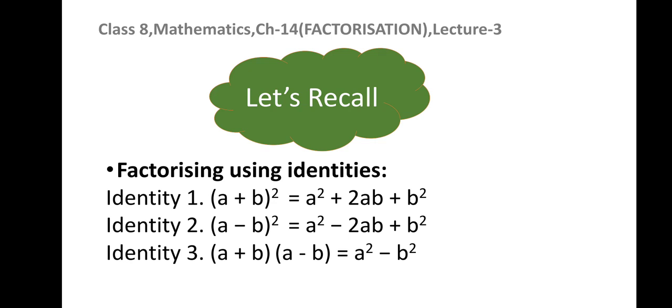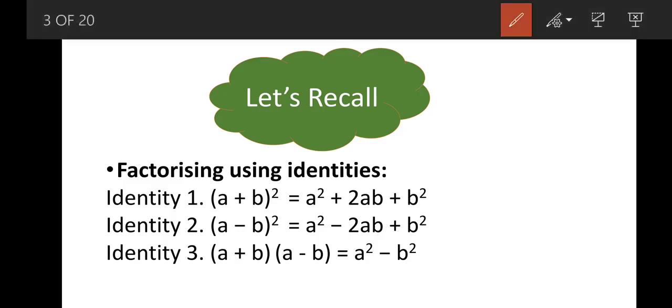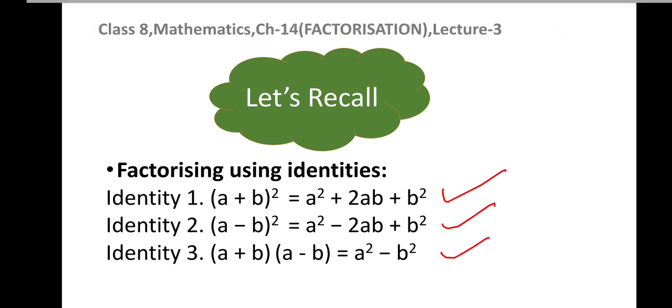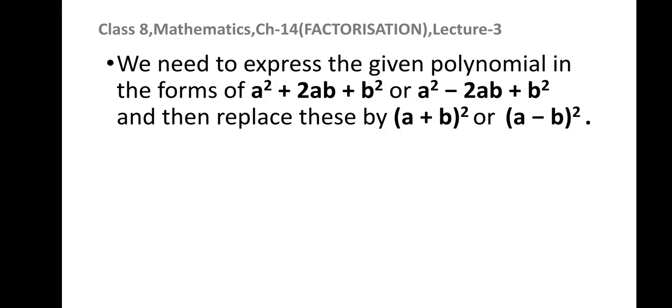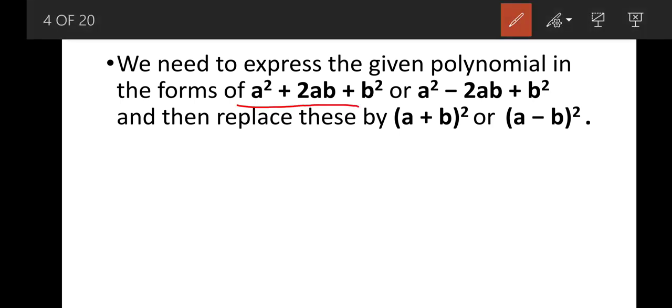So we have learned with the help of a few examples how to factorize the given algebraic expression using these three identities. So let us see a few more examples and certain points regarding this method, that is factorization using identities. Initially, you need to express the given polynomial in the form of a square plus 2ab plus b square or a square minus 2ab plus b square. First of all, you need to express the given polynomial in the form of this identity number 1 or identity number 2, and then replace these by a plus b whole square or a minus b whole square.